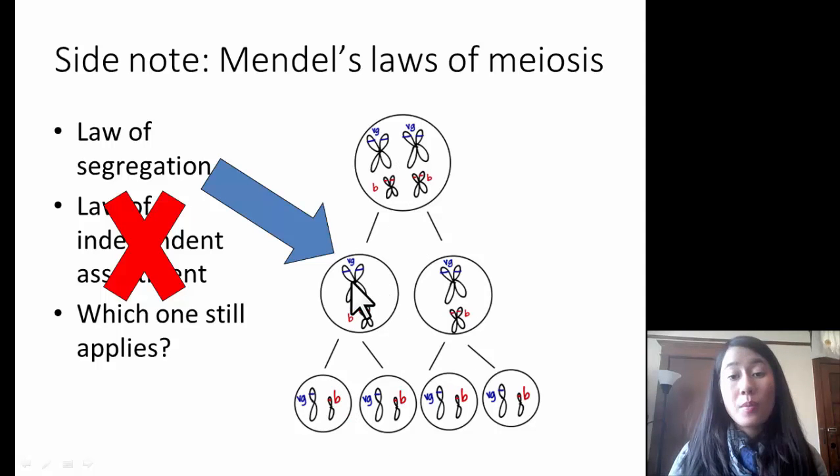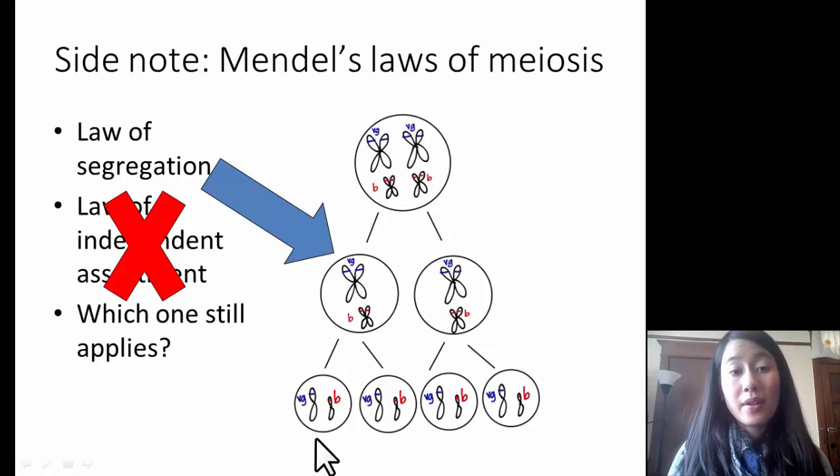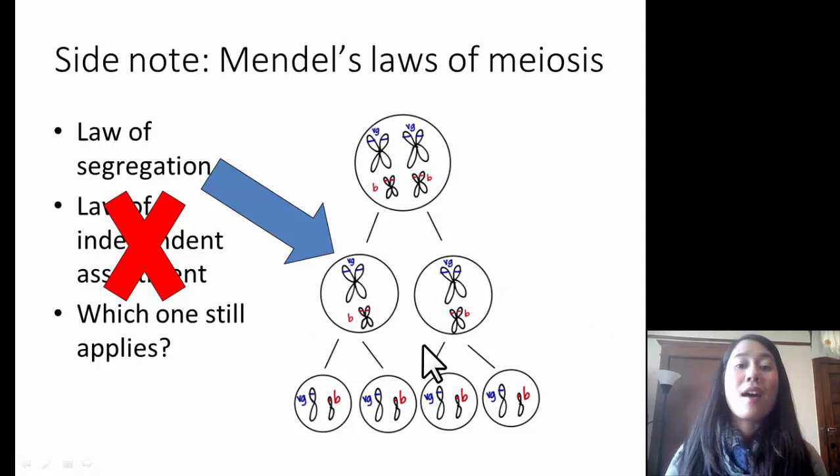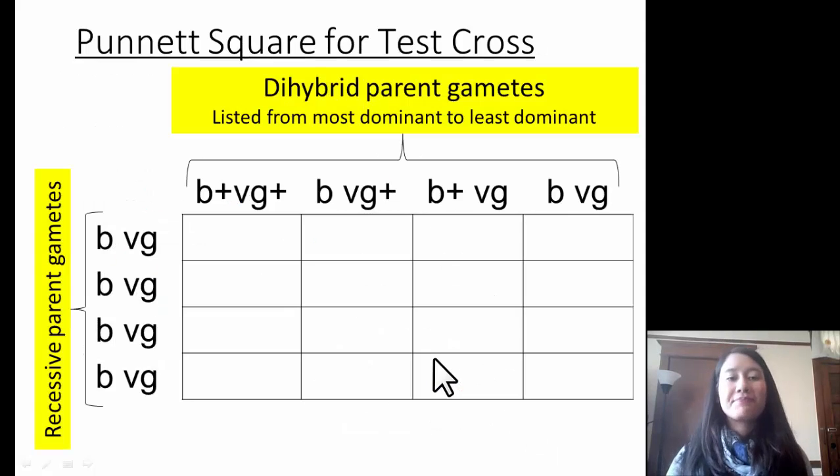The homologous chromosomes separate, the gametes that result are haploid instead of diploid. So segregation is still happening here at the metaphase plate, even if the law of independent assortment has no bearing on our final results. Okay, back to figuring out the results of our test cross.